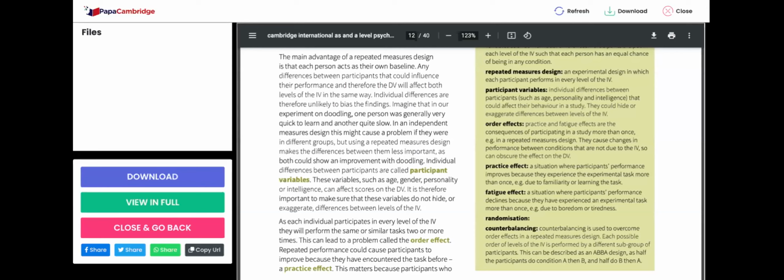So when you combine practice and fatigue effect, you get order effects. Practice plus fatigue effect equals order effect, which means that a person generally guesses the order of things. They know what you're doing first, what you're doing next, and how that's affecting things will ultimately affect the research, because the person might be able to guess the aim of the research.